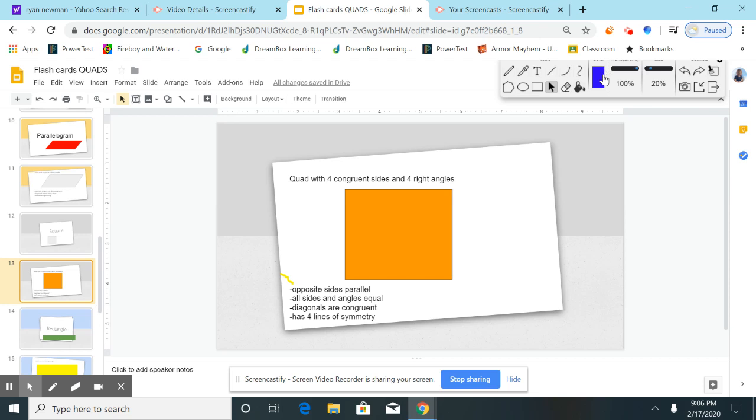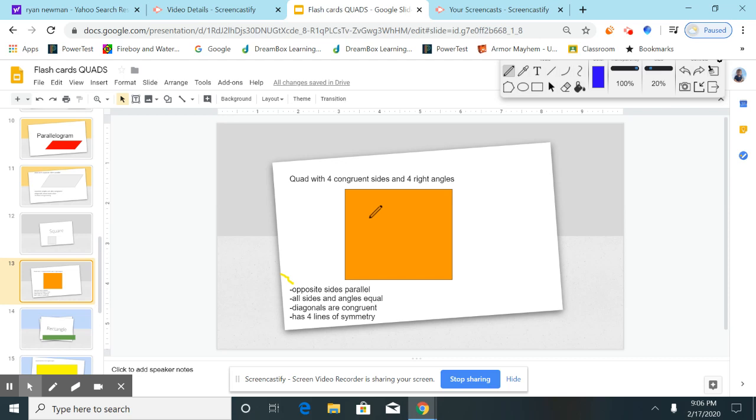The actual definition of a square is right here. So on top of your card, a quad with 4 congruent sides, 4 right angles. Take a minute to write that in. A quad with 4 congruent sides and 4 right angles.